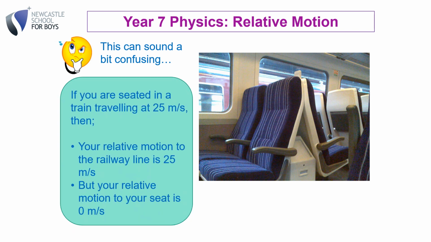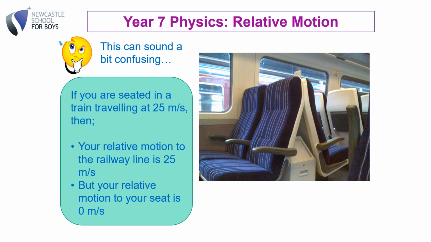Think about it. If you're sat in a train and the train travels at 25 meters per second, your relative motion to the railway line is 25 meters per second because you're on the train. However, if you look at the seats on the train, you appear not to be moving because you are moving at the same speed as them. So your relative motion is 0 meters per second.